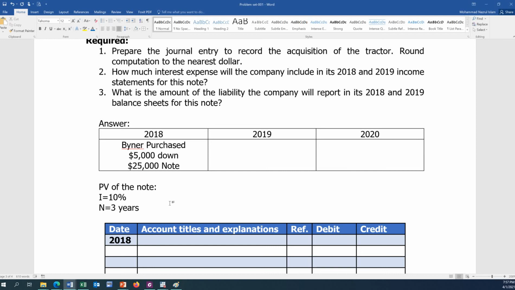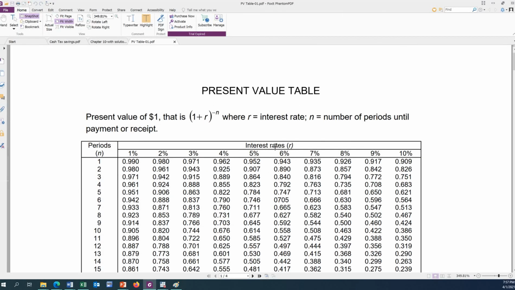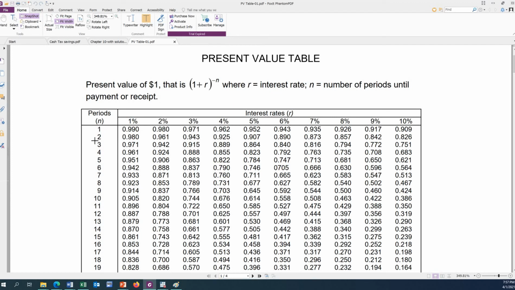And let's see what we will do. We will be using a present value table, and let me show you how we will use this one. So here is the table, and here is the AN. This is the 3, and since the interest rate is 10, so what we are going to do is highlight this one.